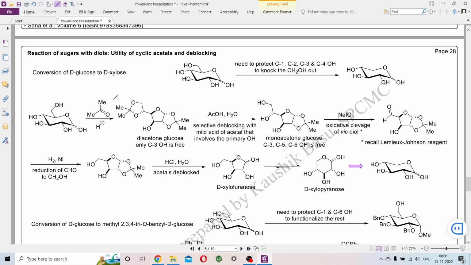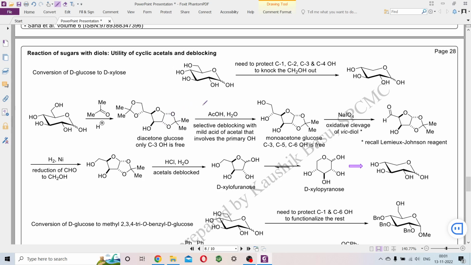So first do the acetonide protection, diacetone glucose formation via the furanose ring, and of these two acetals, one of these acetals is comprised of two secondary hydroxyls, while the other has one secondary hydroxyl and one primary hydroxyl. That acetal is a little bit more susceptible to acetal hydrolysis compared to this one.